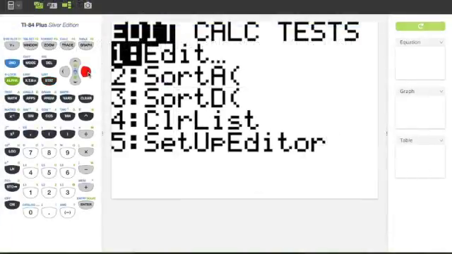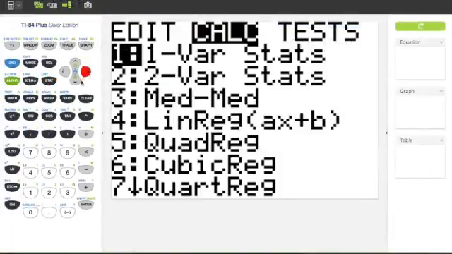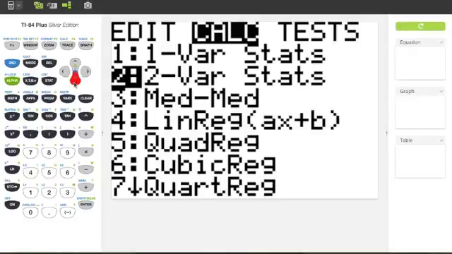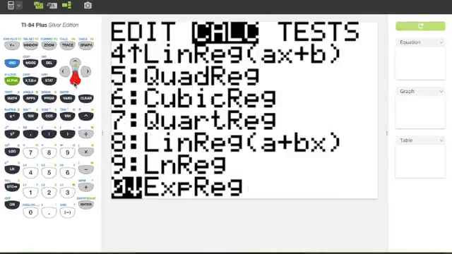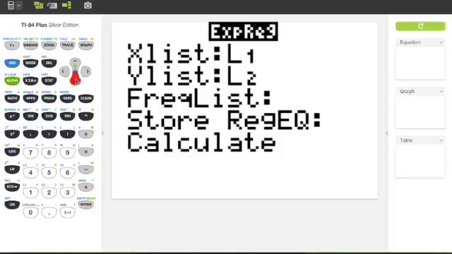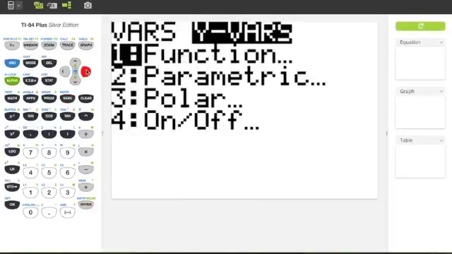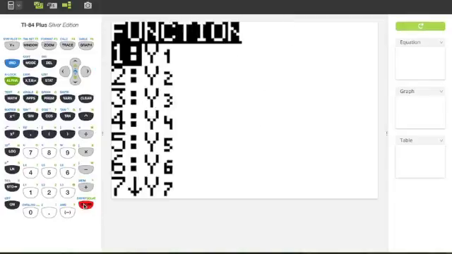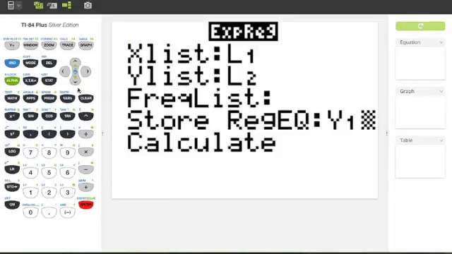Stat, then calc, and we'll go down to an exponential function, and that is here at 0. So we're going to enter that. We will want to save it, so Y-Vars and save it as a function. Now we can calculate it.